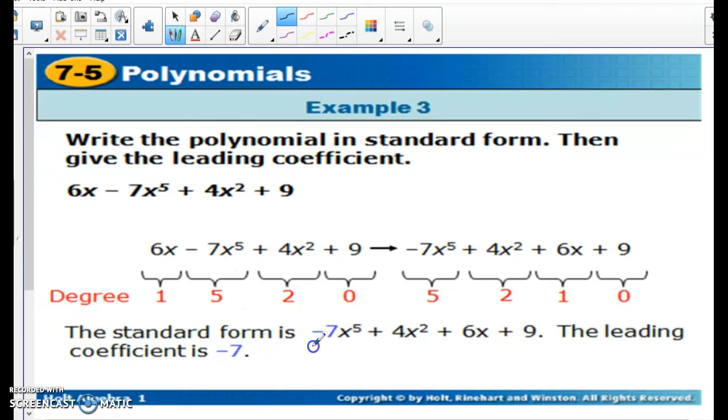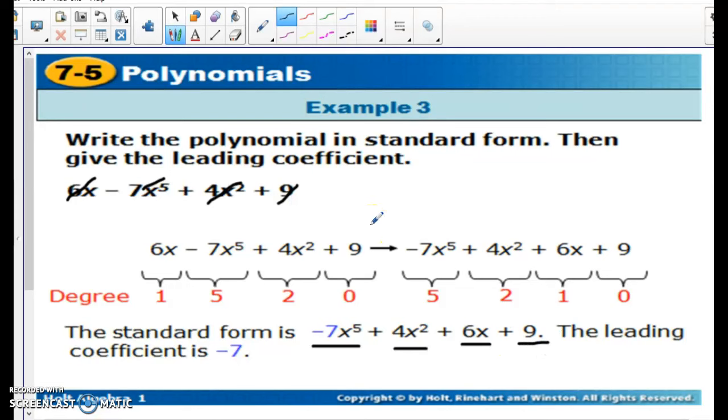So you kind of see down here it's written correctly. So -7x to the fifth goes first. Okay, x squared is the next biggest one, so you'll see how that comes next. And then 6x is the next biggest one because it at least has 1. And then 9 is the last one because 9 doesn't have any variables with it.